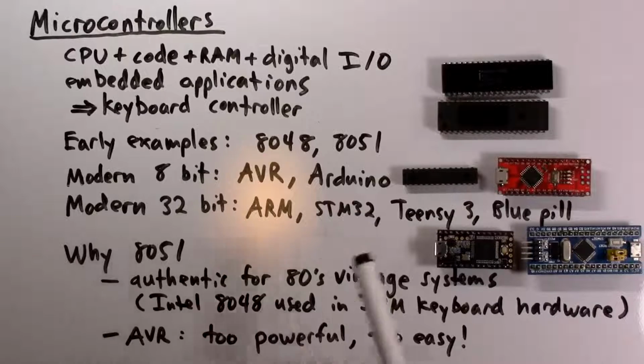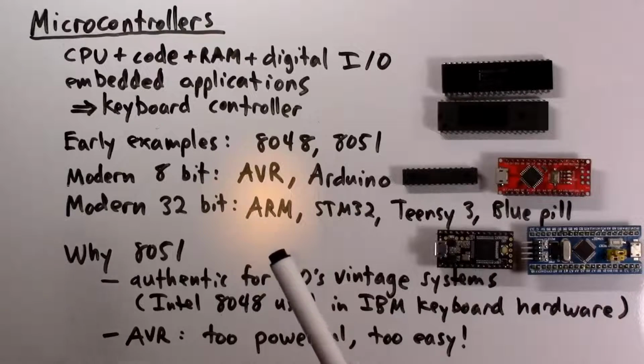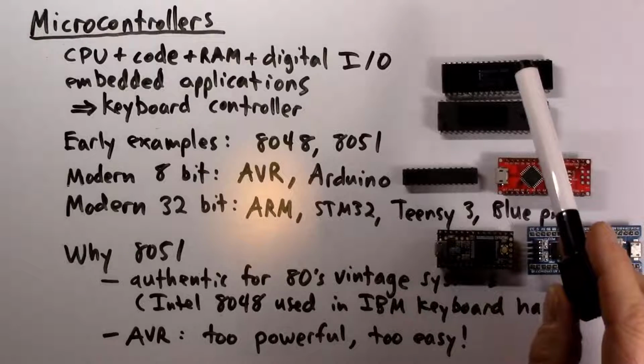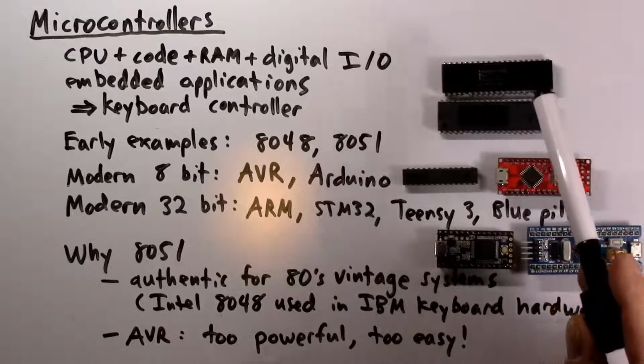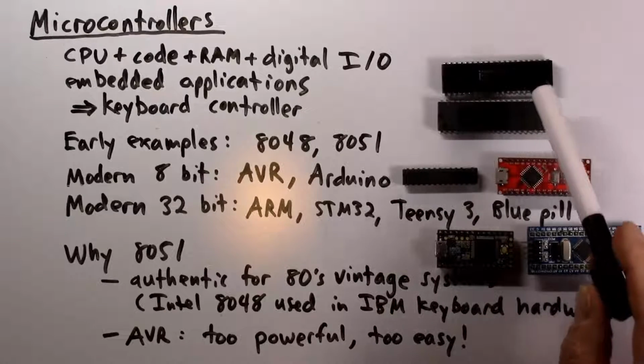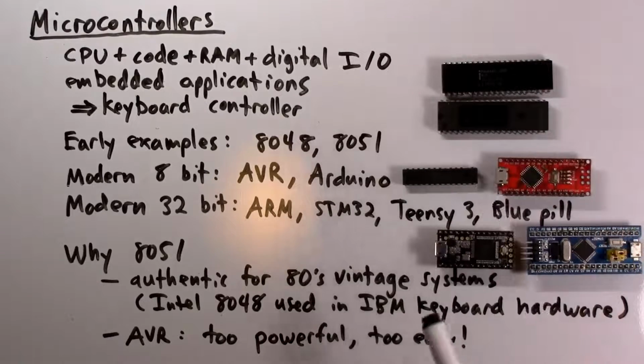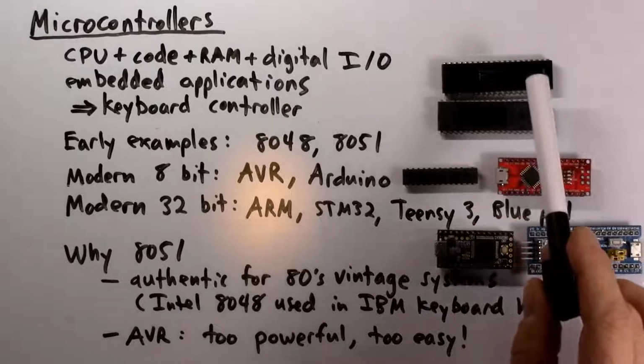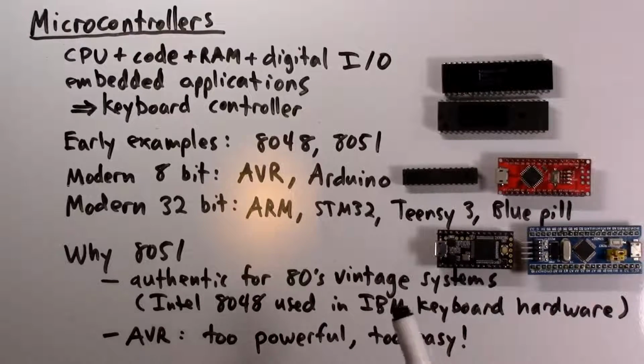The answer is quite simply, all of these modern ones are just too easy. And they're not authentic in the sense that, in the 80s, which is the era I'm trying to capture in this 8-bit project, you would have developed your firmware code for your embedded application using one of these simple classic controllers like the 8048 or the 8051. For example, the original IBM PC keyboard used an Intel 8048. The IBM AT keyboard used an 8042, both of which are part of the 8048 family. That's really what I want to capture in my project. The AVR and Arduino chips would simply be too easy to use.